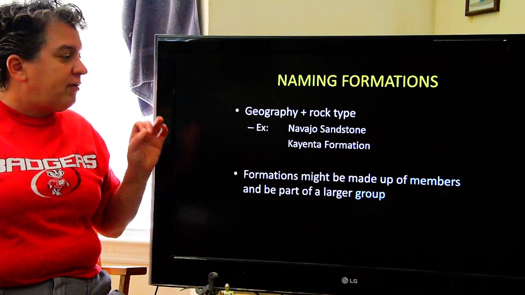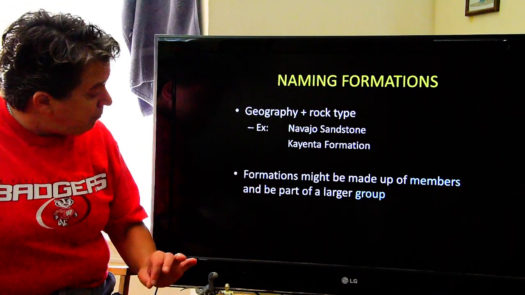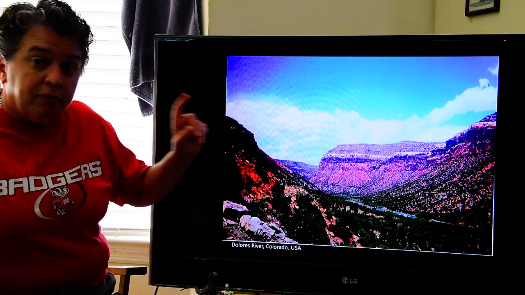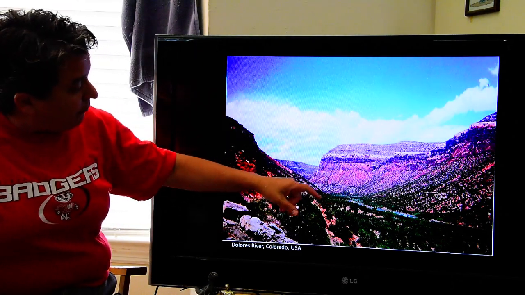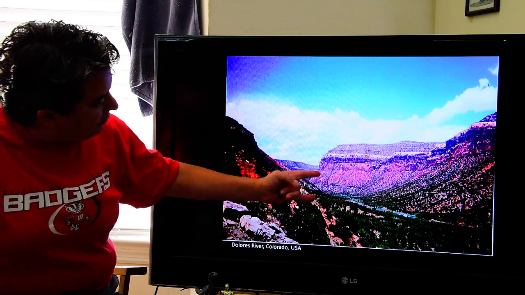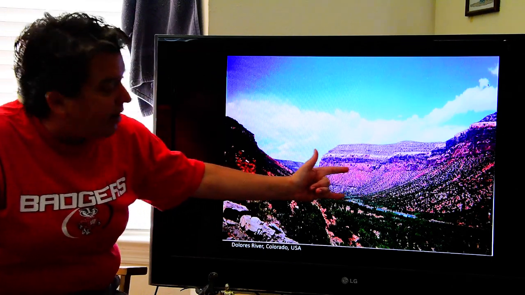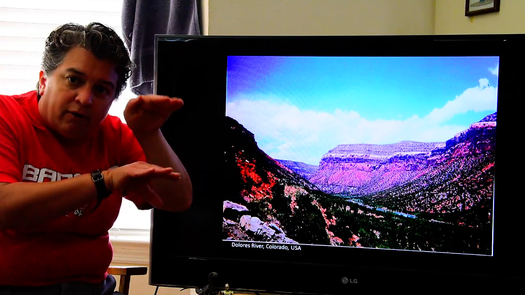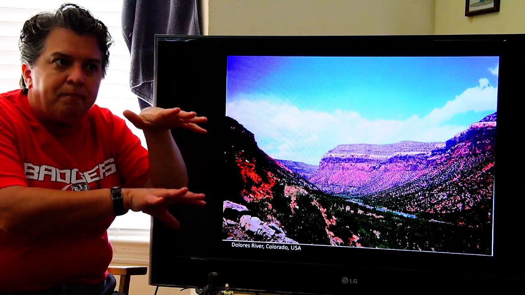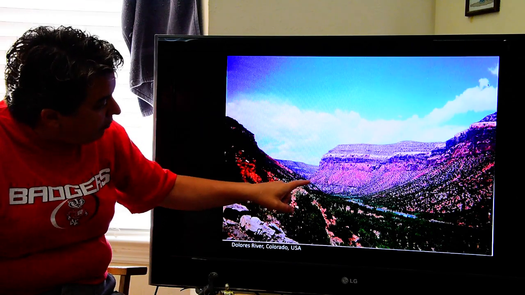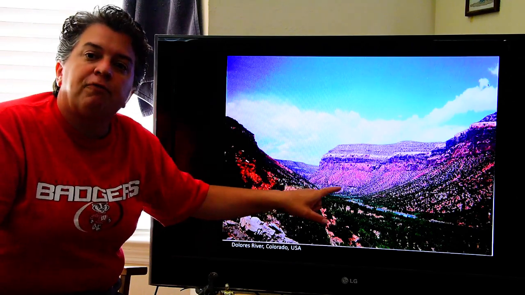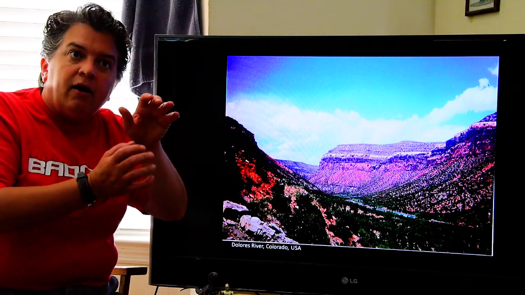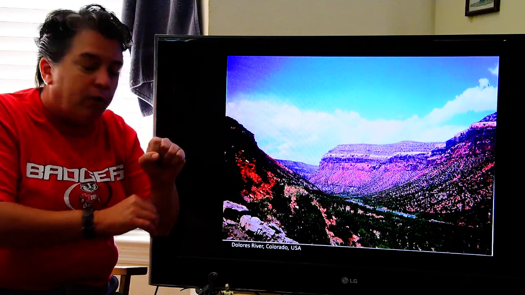Now, formations might be made of members and be part of a larger group. So for example, here at the Dolores River again, down here, this is the Chinle Formation. But within that Chinle Formation are these smaller units of rock called members. So you might have the Petrified Forest Member, the Church Rock Member that are unique within that formation.